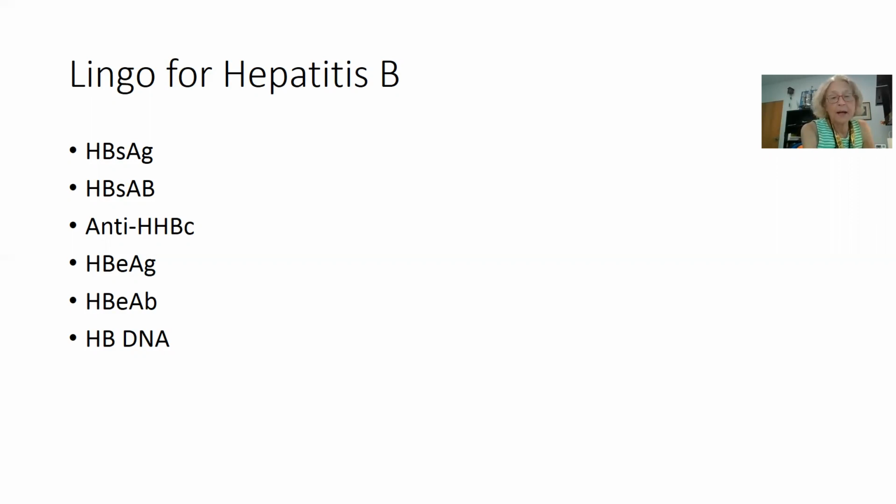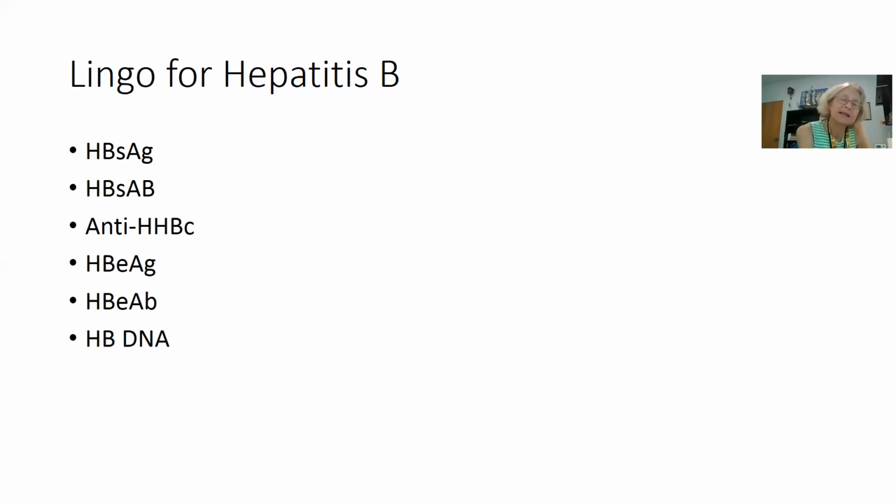Surface antibody is the antibody you get when you have cleared the infection or if you have gotten a successful vaccination series. It can't tell the difference between those two, which is why we have core. If core is positive, it indicates that you have been infected with hepatitis B at some point.